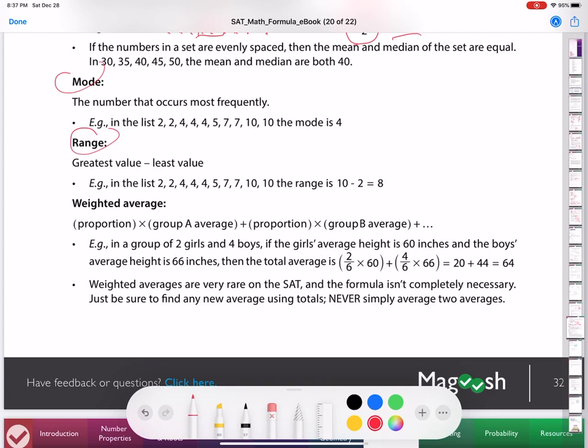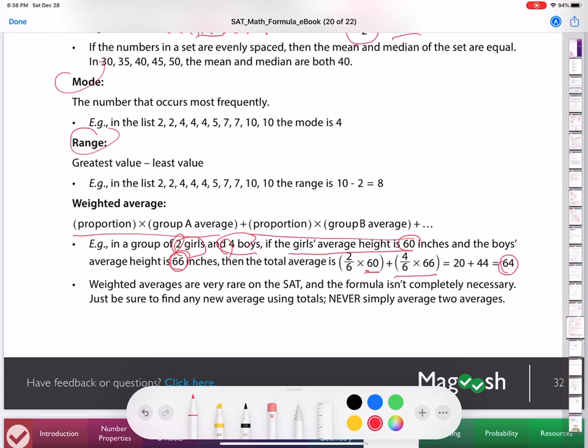And then weighted average. Proportion times group A's average plus proportion times group B's average, something like that. Sum of all proportions times each group's average. We call that weighted average. Example: a group of 2 girls and 4 boys. The girls' average height is 60. So 2 out of 6, because 2 girls and 4 boys, that is the proportion of girls times the girls' average, 60, plus 4 out of 6 boys times 66. That is 64. That makes sense?